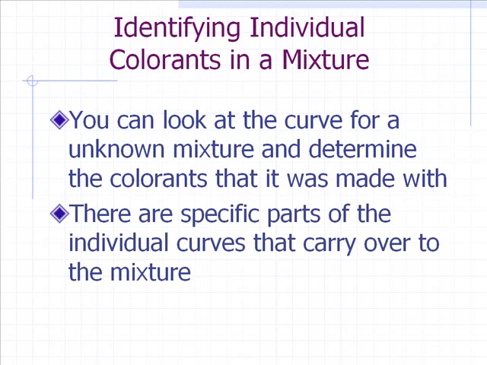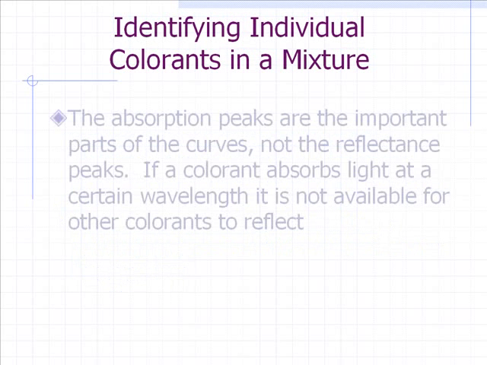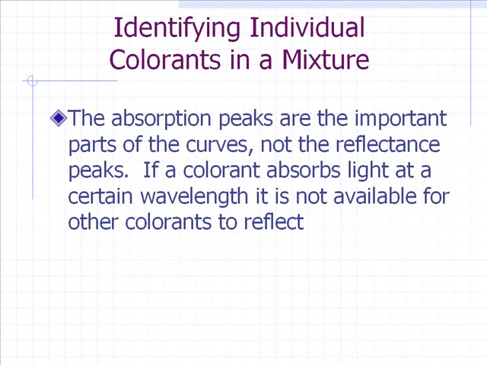The absorption peaks are very important parts of the curves. Like I mentioned before, if there's a colorant in your mixture that absorbs the light, it's not available anymore to be reflected, so it's essentially taken away from the possibility of being reflected. If a colorant absorbs light at a certain wavelength, it's not available for the other colors to reflect, so it kind of gets subtracted out. If there's one colorant that reflects at a certain wavelength and one that absorbs there, the absorbing pigment takes precedence over the reflecting one.